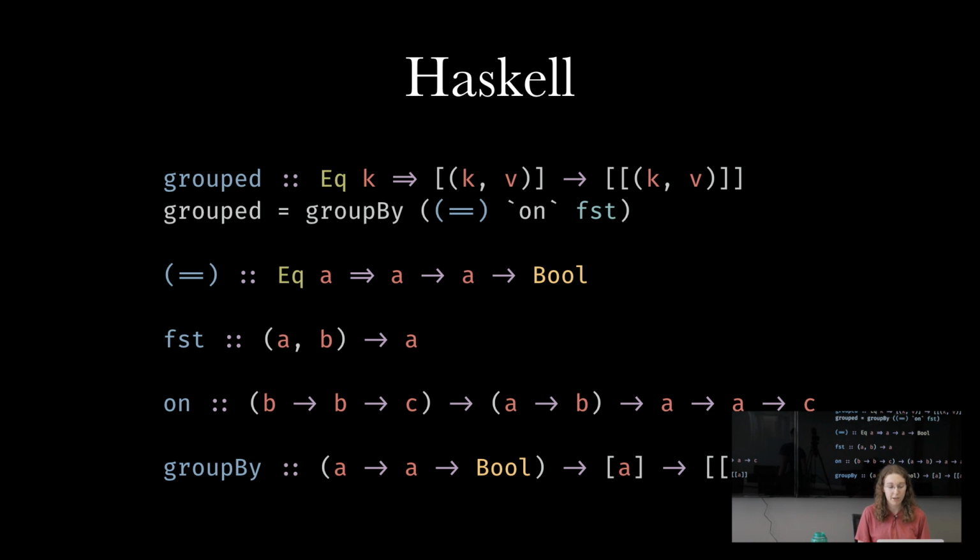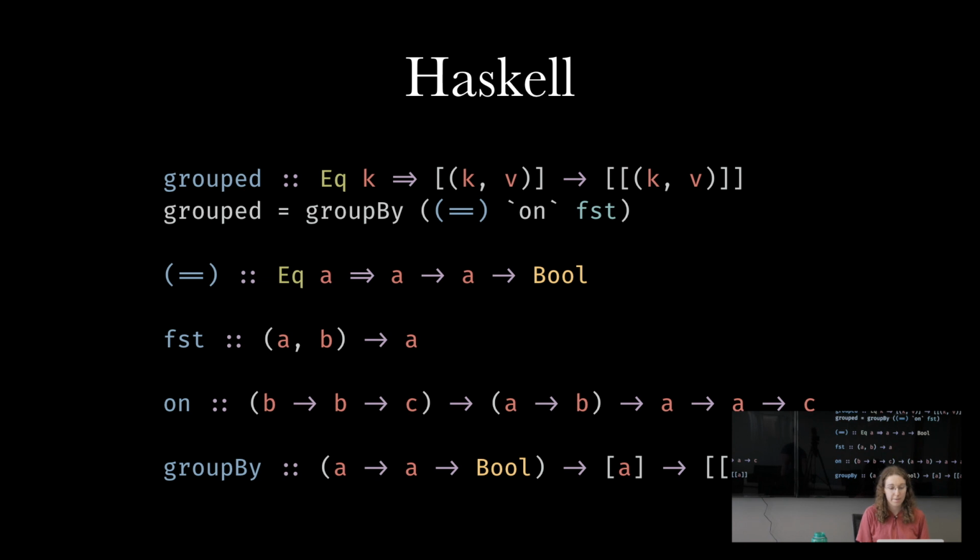So I'm going to talk about groupBy first. GroupBy takes a function and a list. And the function basically says, are these two things the same? So the function takes two A's and it produces true or false. If it's true, then they're the same. If it's false, then they're not the same. And then it takes a list and it produces a list of lists. So it bins them up. It puts them into groups.